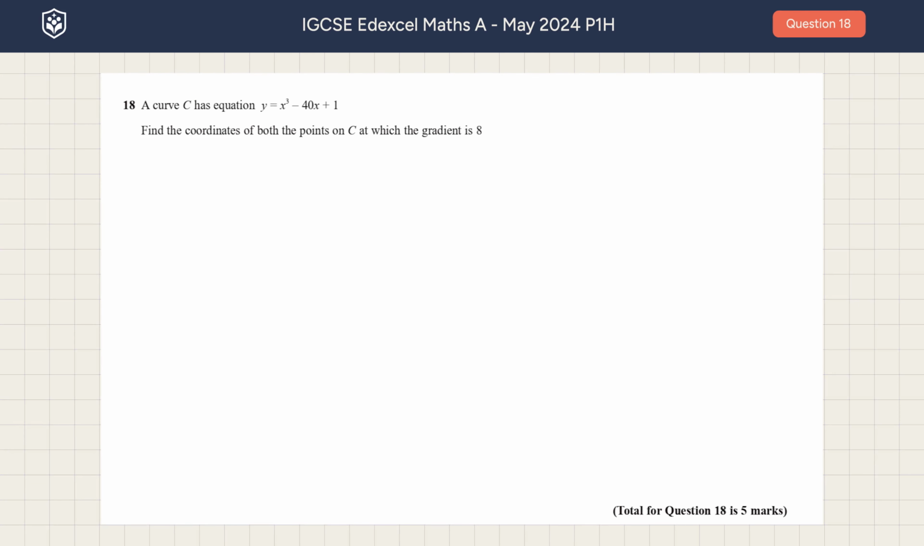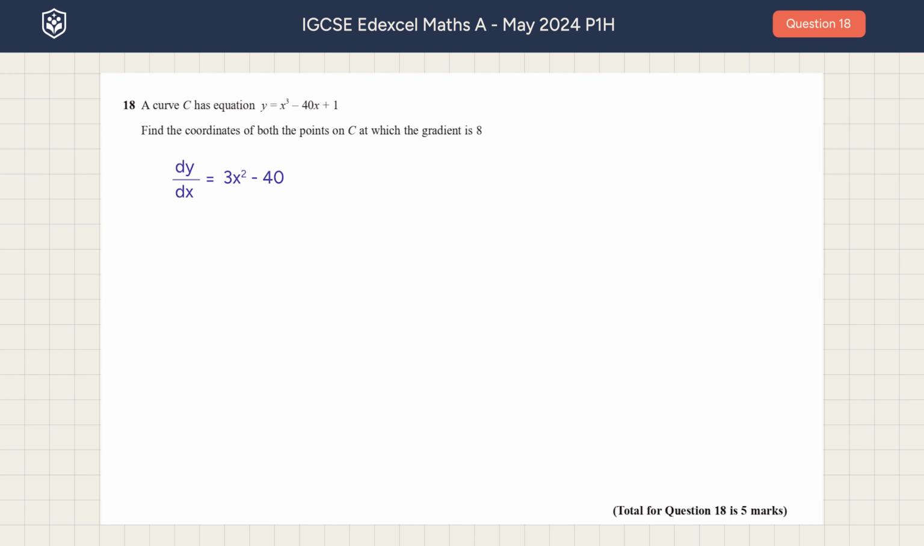Question 18 says a curve C has equation y equals x cubed minus 40x plus 1. We are asked to find the coordinates of both the points on C at which the gradient is 8. We can do that with differentiation. When differentiating, we multiply the power with the coefficient, and you subtract 1 from the original power. And when you differentiate a constant, it becomes 0. So here we can write dy over dx equals 3x squared minus 40.